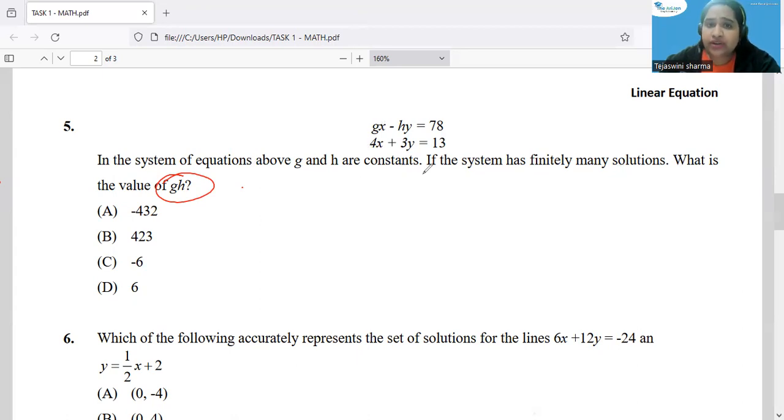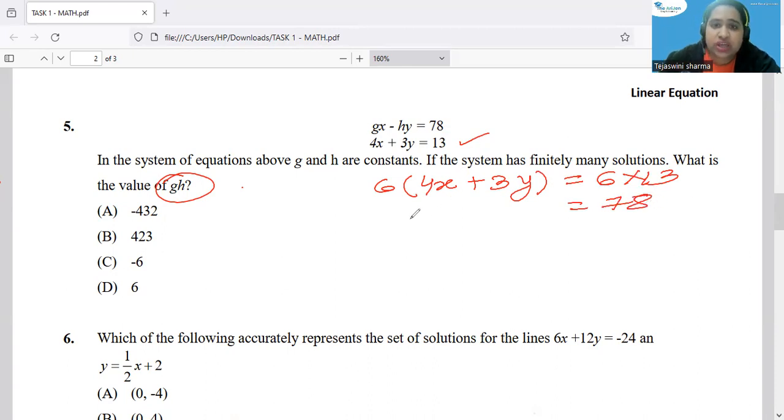So for that, what I can do here is I can simply see that 13 and 78 have some relation here. When I multiply 13 with 6, I will get 78. So first of all I will convert the right part of the second equation to 78. For that, I will multiply the whole equation by 6 on both sides. So 6 into 4x plus 3y is equal to 6 into 13. So here I will get 78, which is the same as the first equation, and here I will get 24x plus 18y.